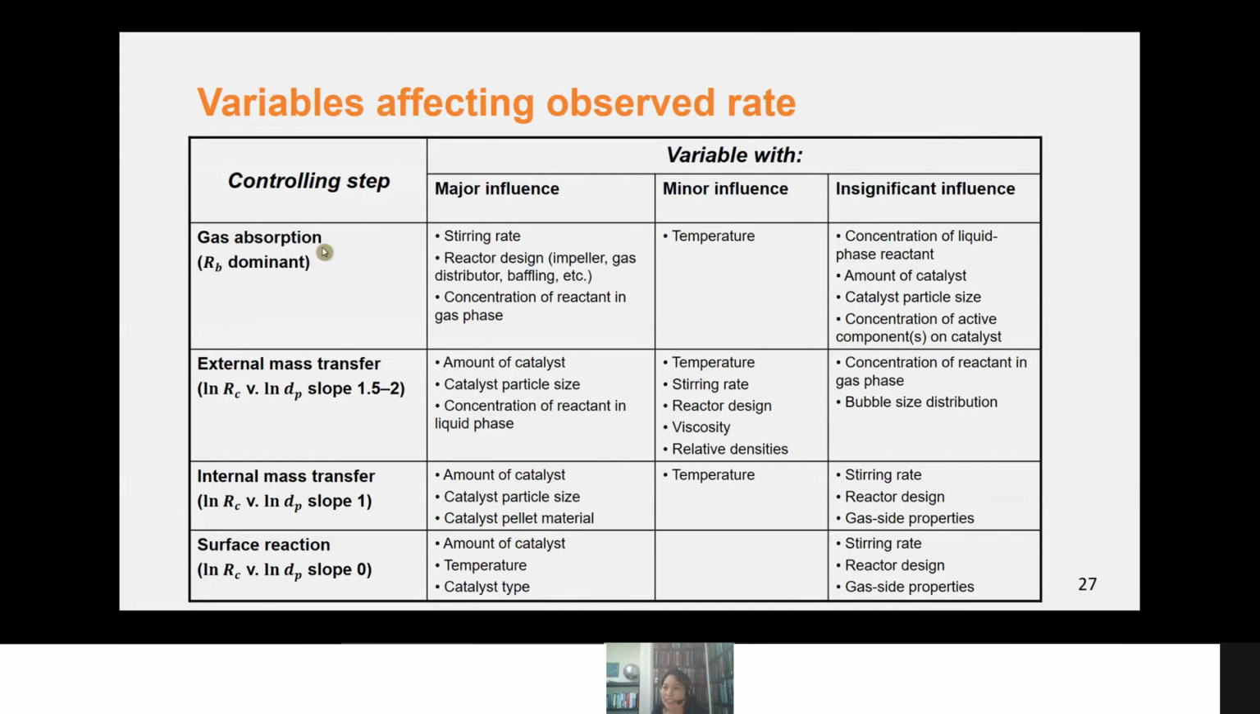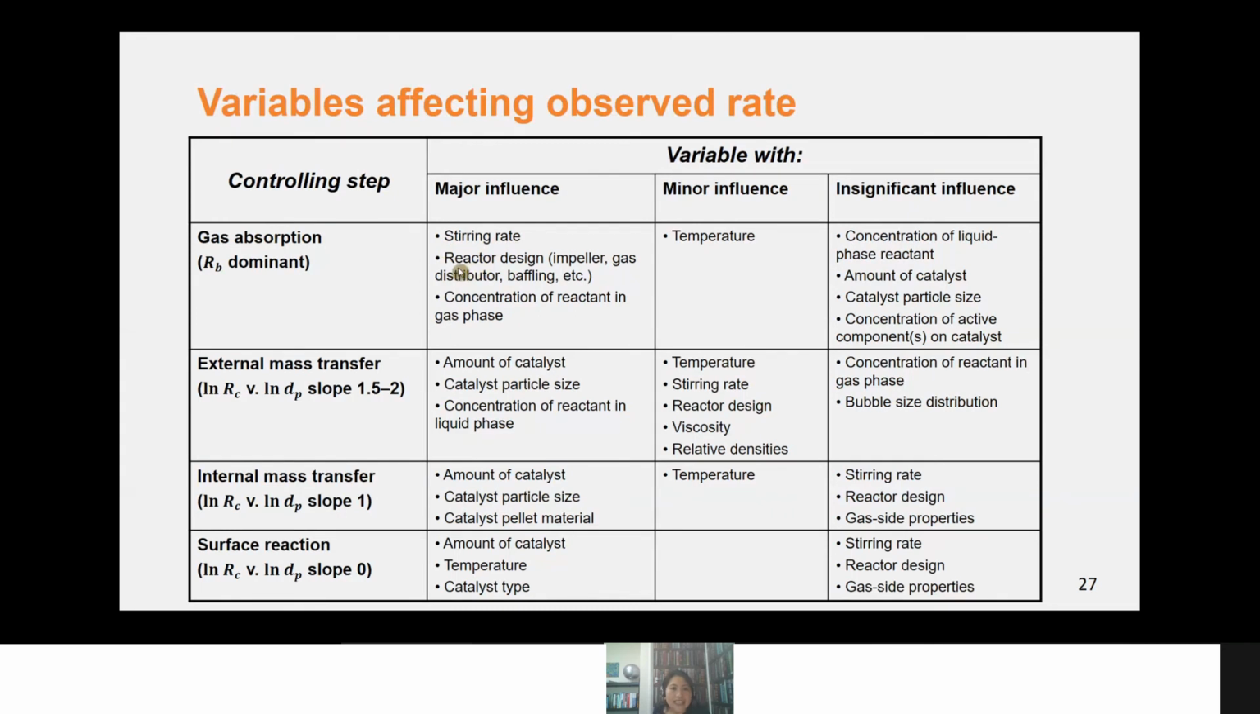Okay, so if you find that gas absorption is the rate controlling step, then there are several things you can do to improve it. Increasing the agitation will help to break up the bubbles and make smaller ones, so a larger surface area is created. And the higher the shear rate, the higher the mass transfer coefficient. So you can change the stirring rates.